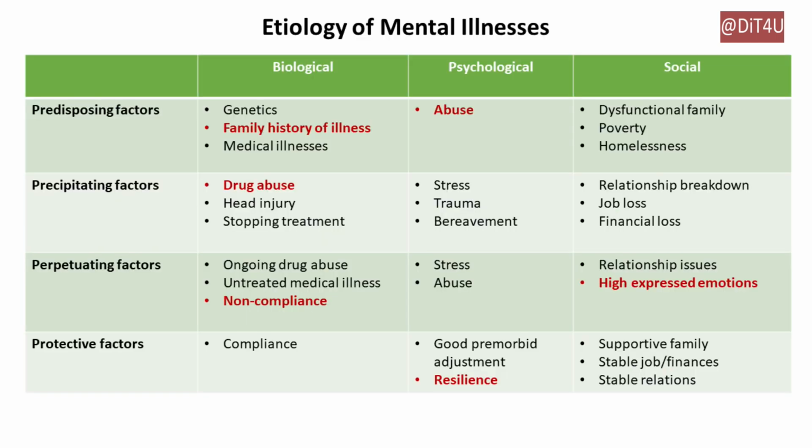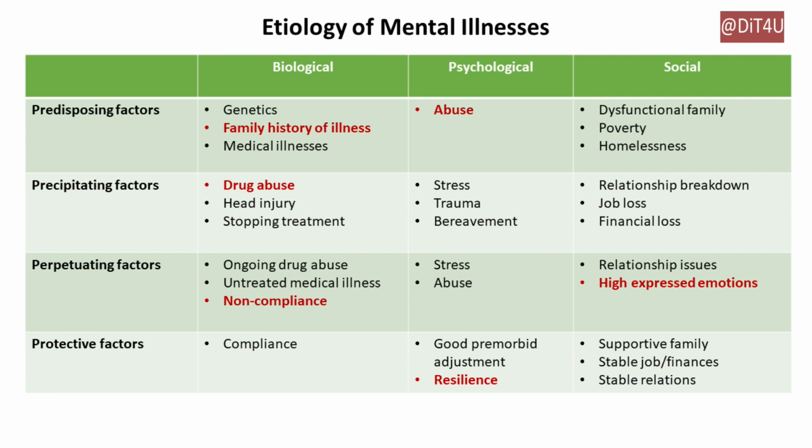Etiology of mental illness, remember the causes. It's easier to remember by dividing them into the 4 P's: predisposing factors, precipitating, perpetuating, and protective, and consider those under various headings such as biological, psychological, and social. Predisposing means nothing but risk factors. So biological, it could be genetic, medical illness; psychological, abuse; social, dysfunctional families.